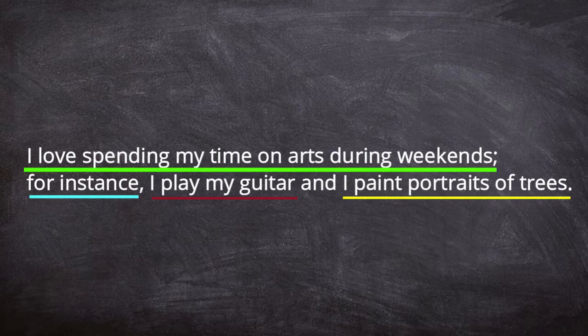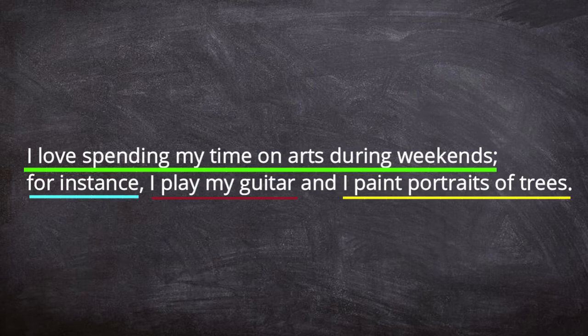Alright? So, para malinaw siya, meron tayong ibibigay na halimbawa. So, ano ba ang mga ginagawa ko during weekends na may kinalaman sa art? Una, yung underlined na kulay pula, I play my guitar. And, I paint portraits of trees. So, yung dalawa na yon ang aking items. Item 1, I play my guitar. Item 2, I paint portraits of trees. Ito ang mga ginagawa ko na may kinalaman sa arts during weekends. Nilinaw natin sila sa pamamagitan ng paggamit ng cohesive device or transition word na for instance in our example sentence.